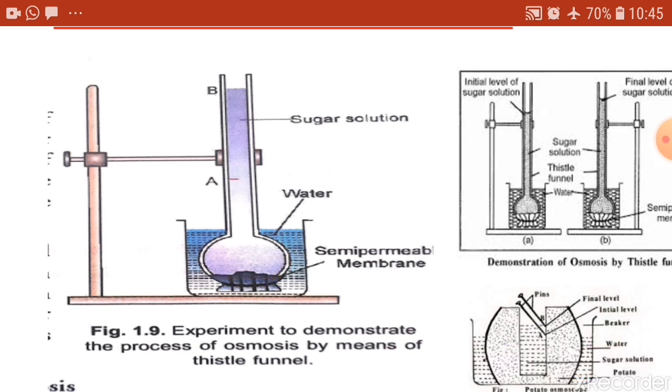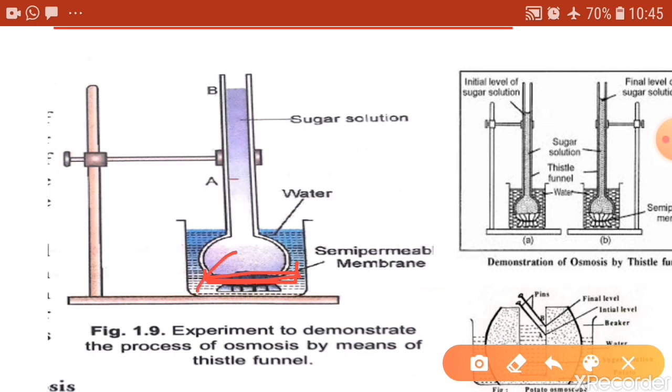So you take a semi-permeable membrane and put it at the base and fix it properly with a rubber band or something. You have to fix it properly so that there's no opening left for things to enter from outside. Okay, so this is what is to be done.